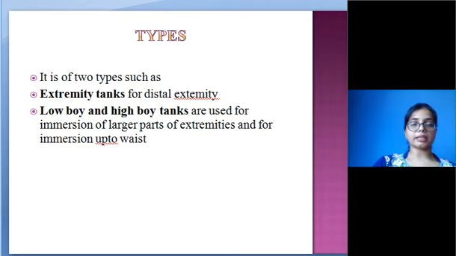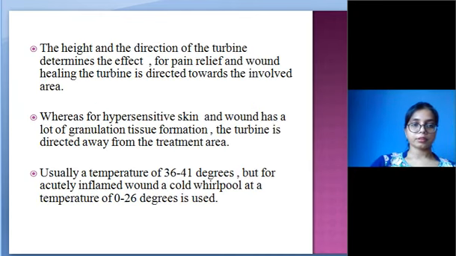Then there are two types of tanks: extremity tanks for distal extremity, and high boy and low boy tanks for larger parts, with immersion up to the waist. As I said, the height and direction of the turbine determines the effect. For pain relief and wound healing, the direction is towards the involved area. Whereas for granulation tissue, hypersensitive skin, and a wound which has a lot of granulation tissue, the turbine is directed away from the treatment area. The temperature is usually 36 to 41 degrees Celsius, but for an acutely inflamed wound, we can use a cold whirlpool which has a temperature of 0 to 26 degrees.